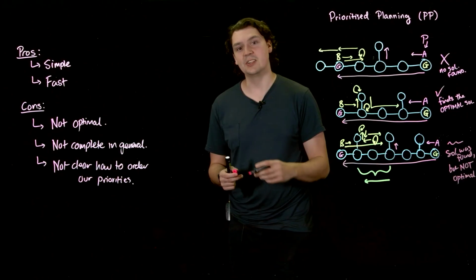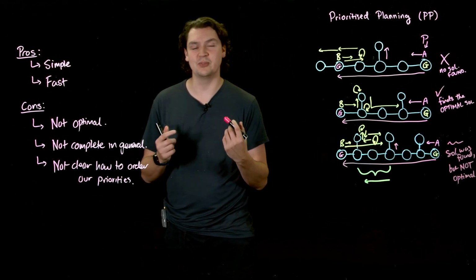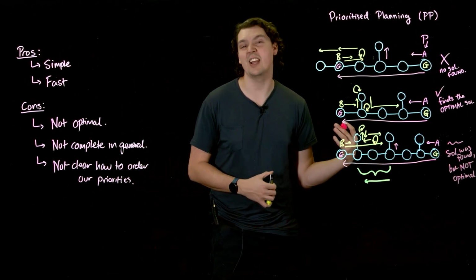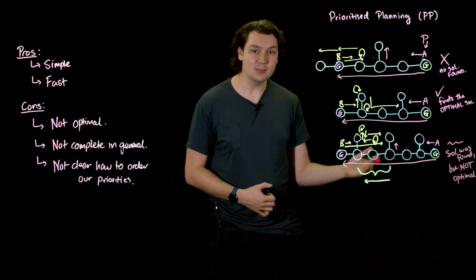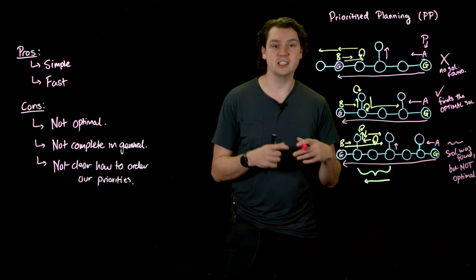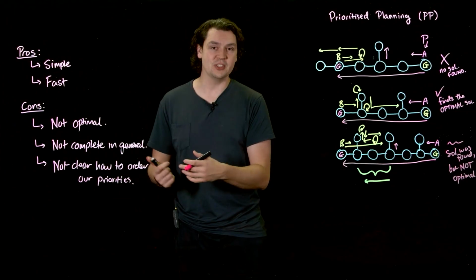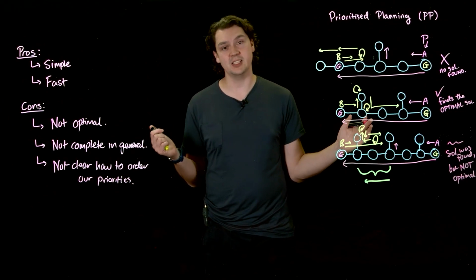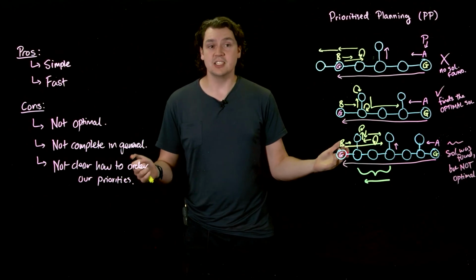Okay? So here's the third case. We actually were able to find a solution. Prioritized planning gave us something. It was okay, it's better than nothing. But there was this mythical third option. There was the optimal solution, and we completely missed it. So this is prioritized planning.